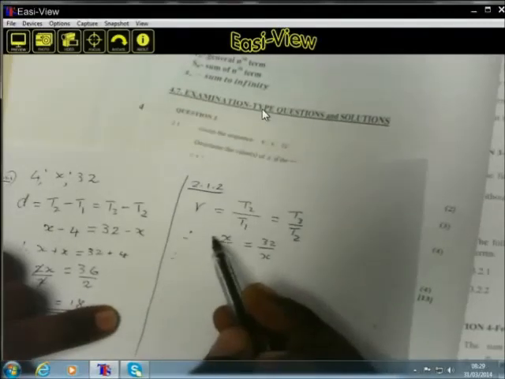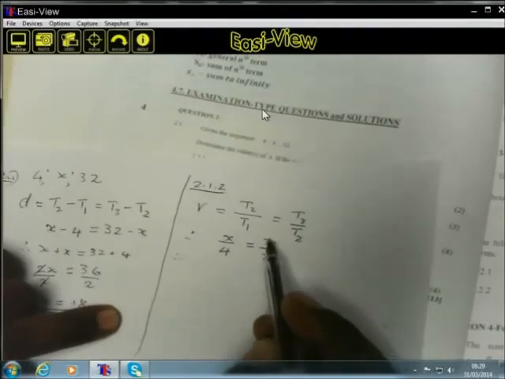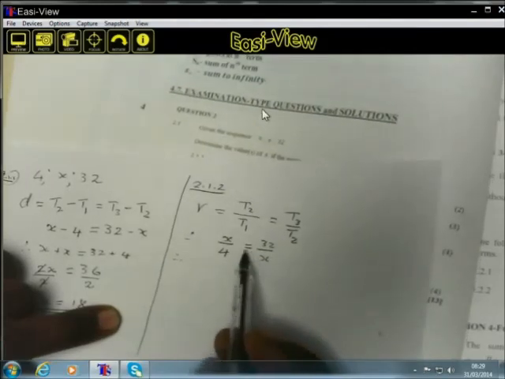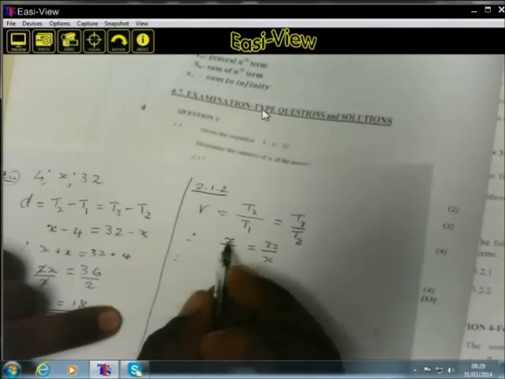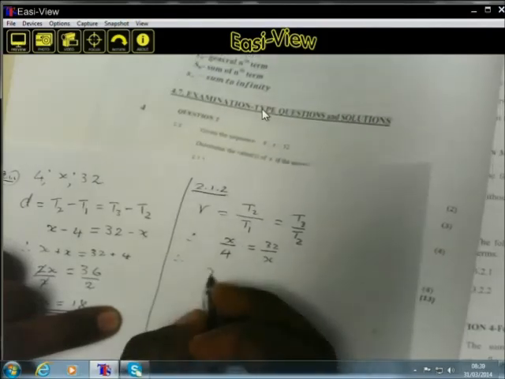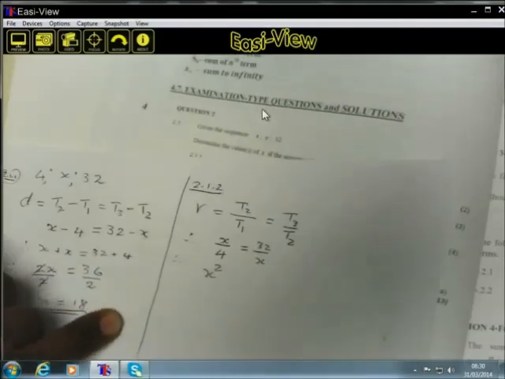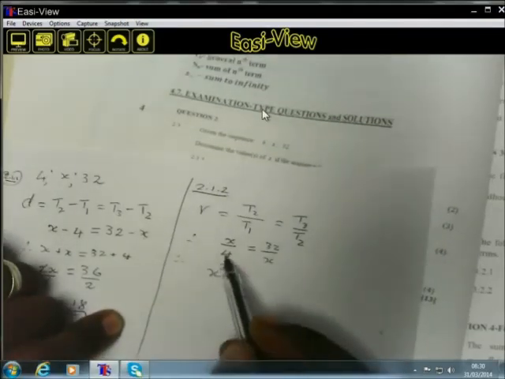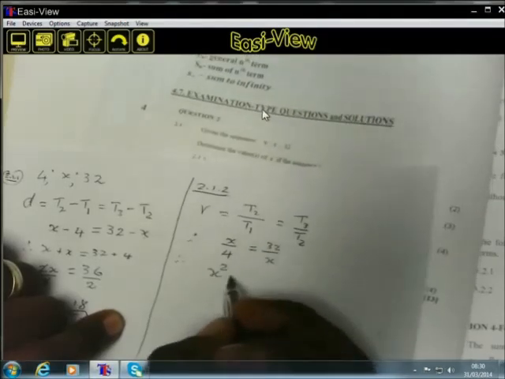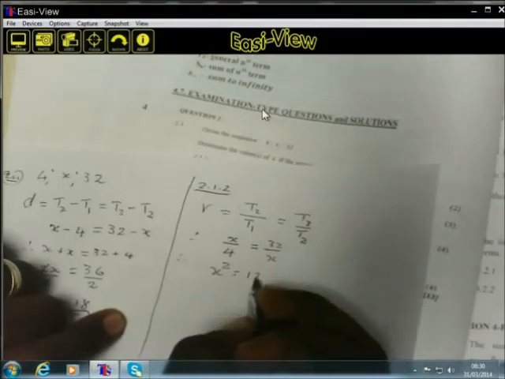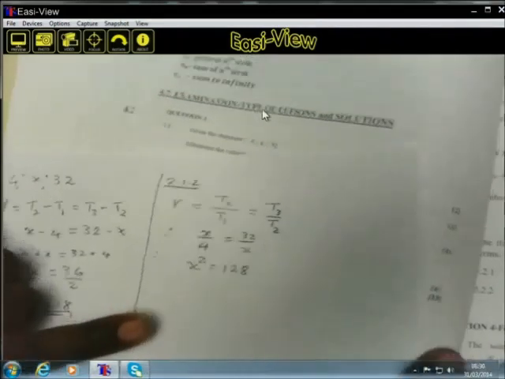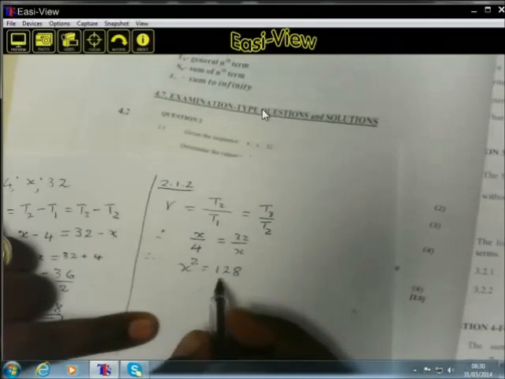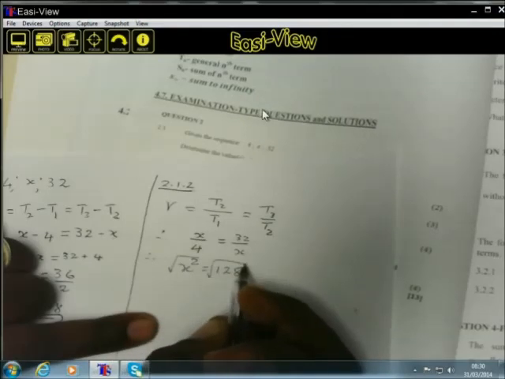Because we have one term on the left, and we also have one term on the right, we can cross multiply. In other words, x multiplied by x gives us x squared. And then 4 multiplied by 32 gives us 128. But please make sure that when you do this, you use your calculator. And then to find the value of x, we apply the square root on both sides.